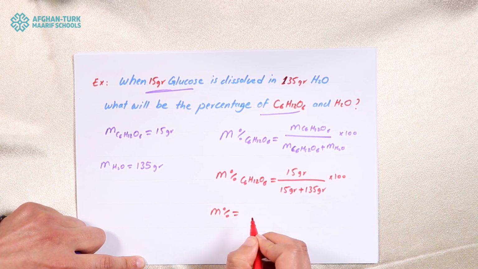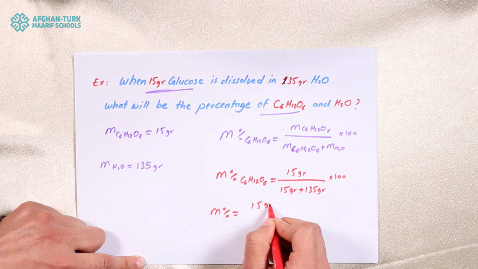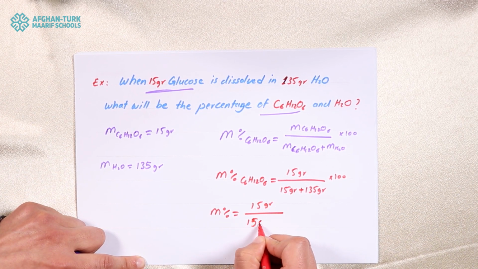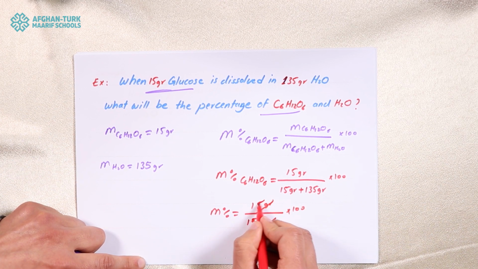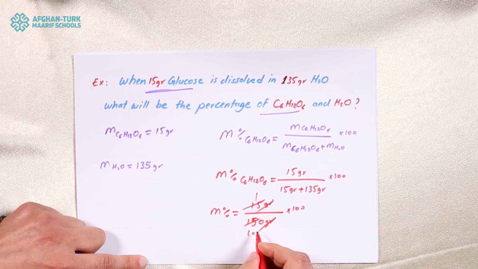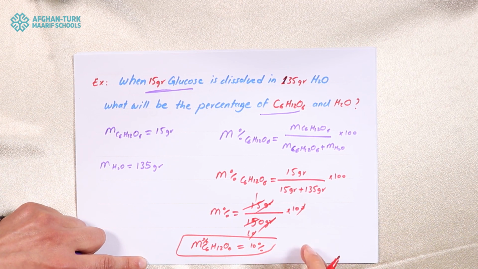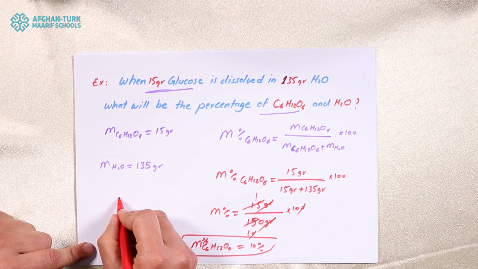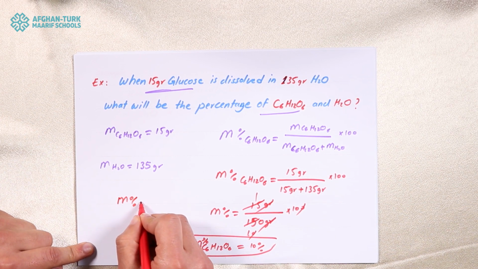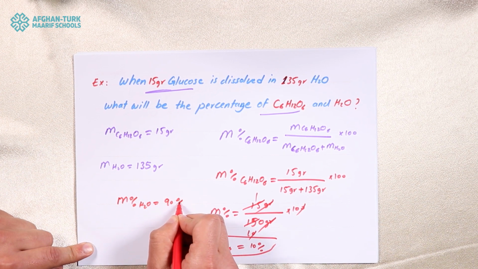Mass percent of glucose is equal to 15 grams divided by 150 grams times 100. We can cancel them and simplify. Mass percent of glucose is equal to 10%. Also for water, mass percent of water is equal to 90%.